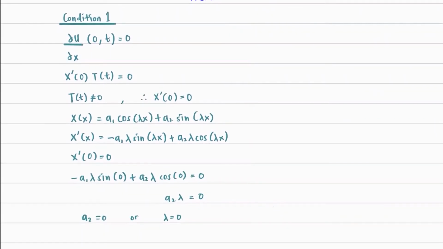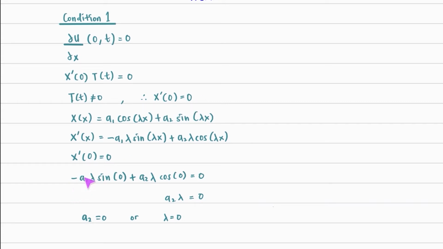Next, apply the first condition, which is ∂U/∂x(0,t) equal to 0, which means that X'(0)T(t) equal to 0 because here is the value of x. T(t) does not equal to 0, therefore X'(0) equal to 0. This is the function of x. Determine X'(x) by differentiating X with respect to x. It will be negative a1 lambda sin lambda x plus a2 lambda cos lambda x. X'(0) equal to 0 from here.